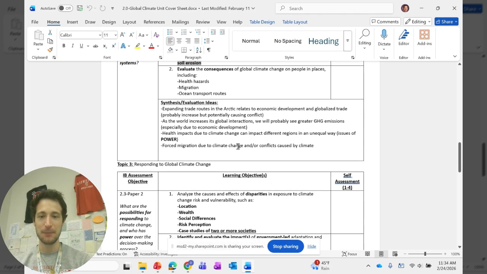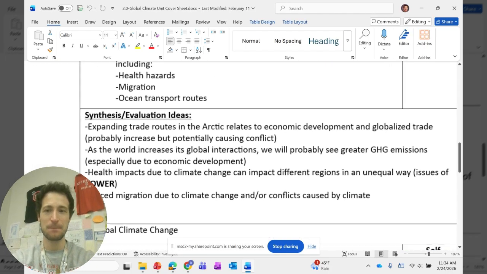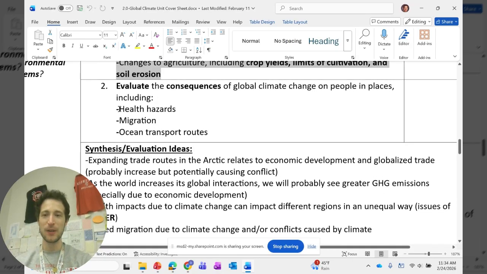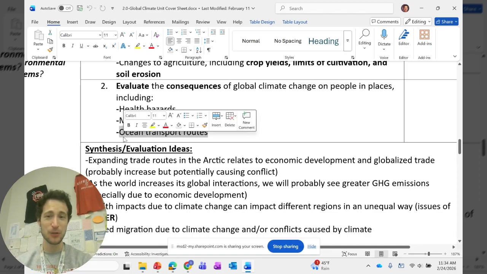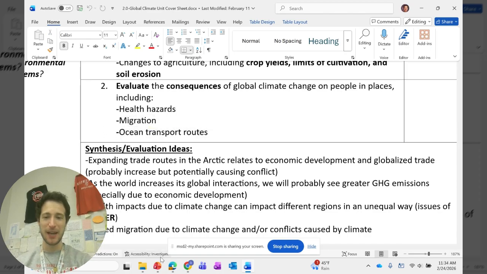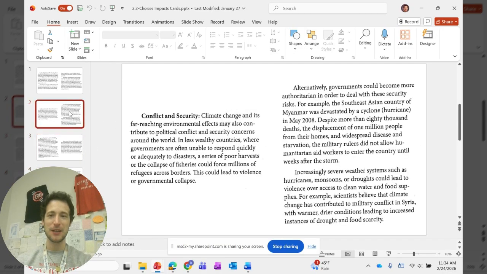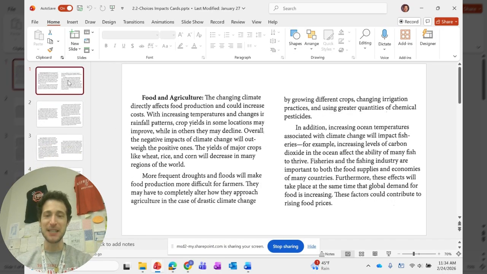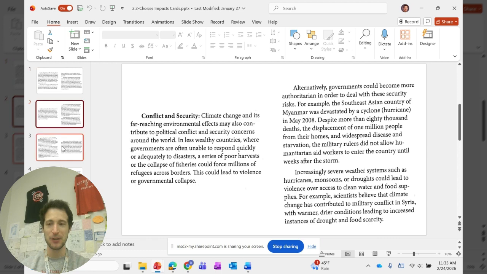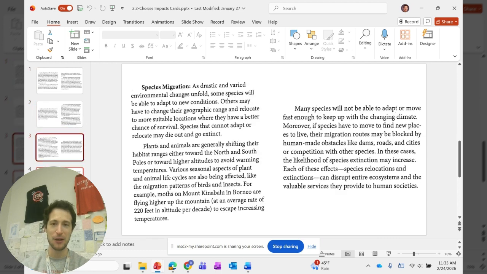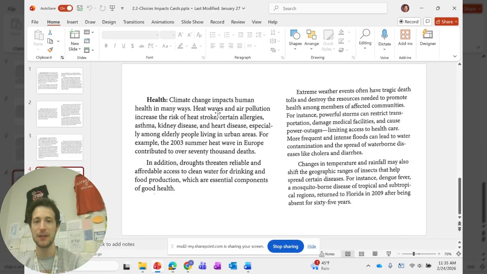So there are some examples of some things. This is pretty small. Also, we did a quick thing in class about this. We had a video on ocean transport routes. And then also I had this separate thing that I gave you, these little cards, and they're just short little readings about how these different aspects of human life are impacted by climate change. So make sure you have a couple examples of food and agriculture, conflict, security, species migration, also plant migration, which we don't usually think about species, and then health impacts.